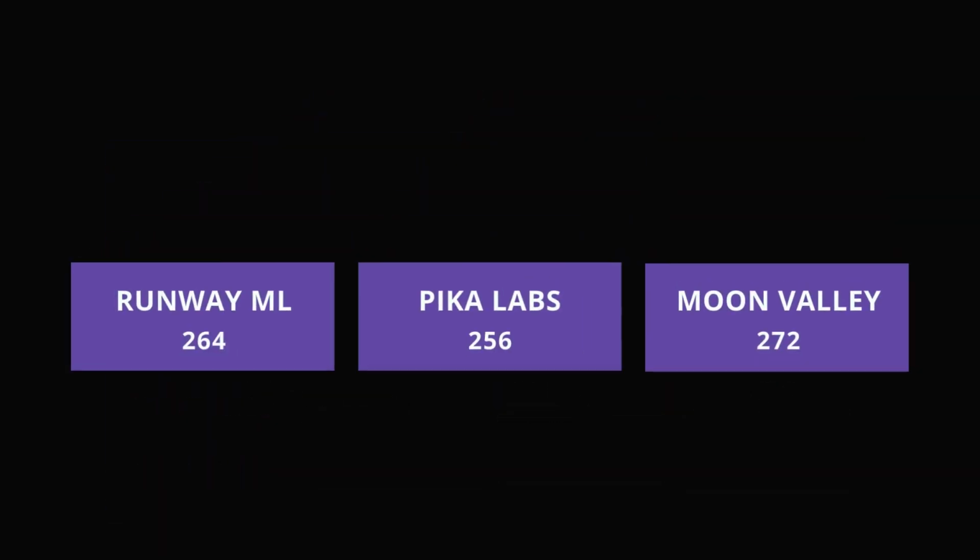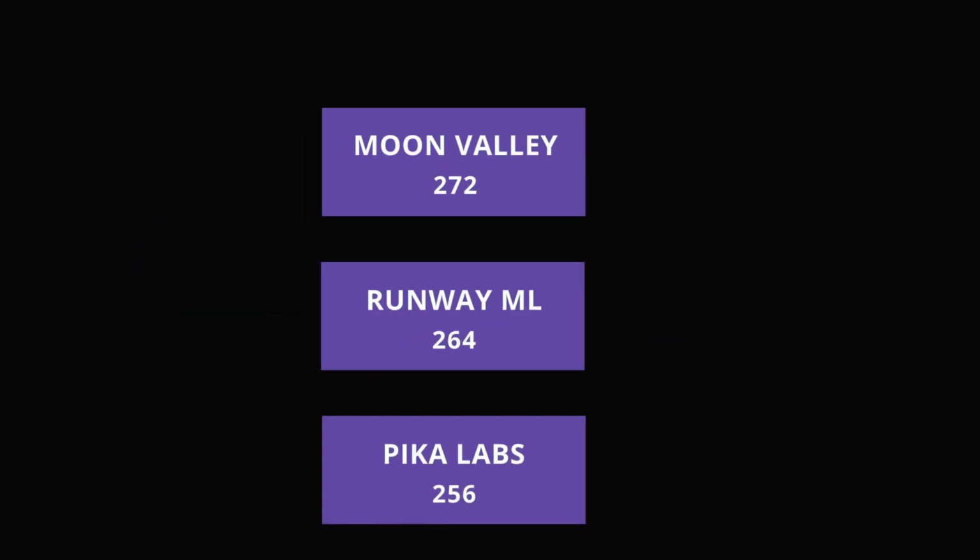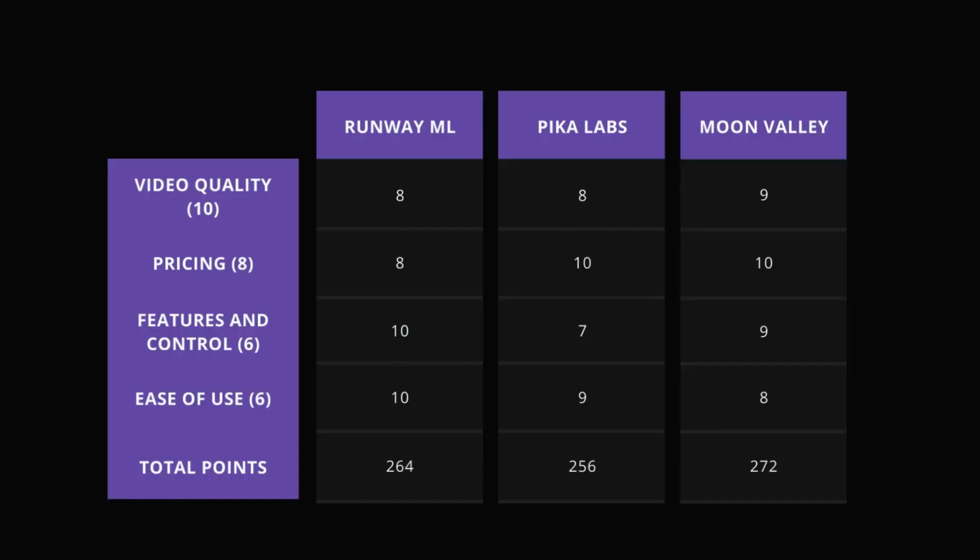Now let's tally the scores. Runway ML, 264, Pika Labs, 256, Moonvalley, 272. The winner is Moonvalley, followed by Runway ML and Pika Labs. But the best choice depends on your needs and priorities. I hope this will be a valuable reference for your decision-making process.